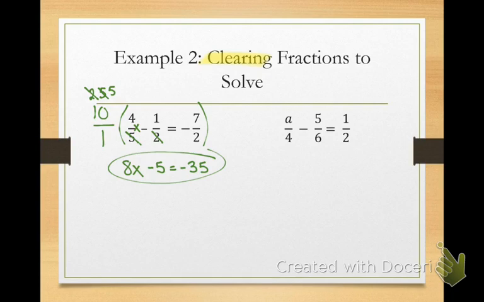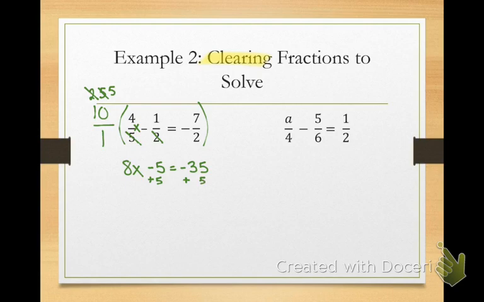Okay? So let's see here. Lydia, what would be my next step? I have 8x minus 5 equals negative 35. What's my next step? Very good. I need to now focus on getting x by itself. I add and subtract first. What's not connected to my variable? Add 5 to both sides.